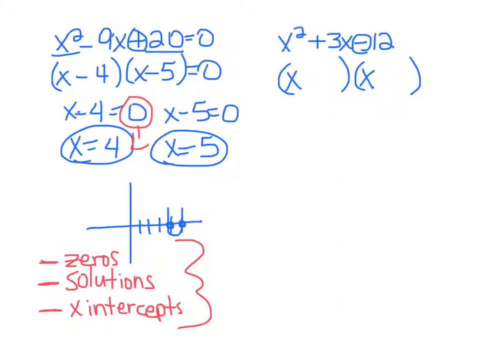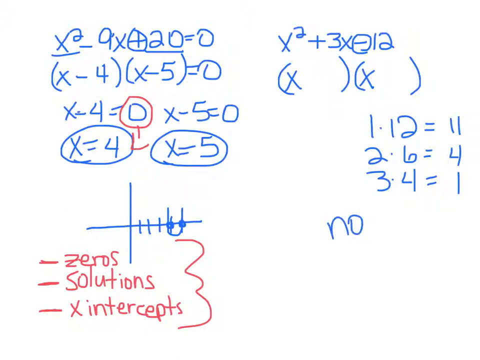So when we look at the factors of 12, we have 1 and 12, and 2 and 6, and 3 and 4. If we say 12 minus 1, that's 11, 6 minus 2 is 4, and 4 minus 3 is 1. None of those subtract to give you 3, so this is not factorable.